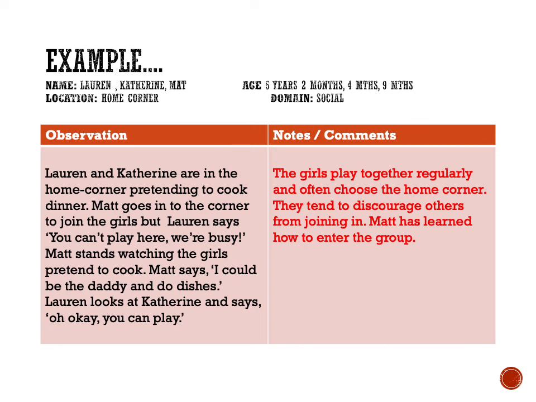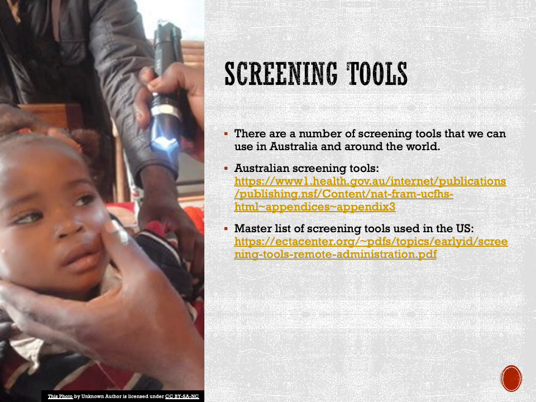So we've got this idea of observations being our main thing that we use as our assessment tool, particularly in our very early years. Then we have other things that are used around the world, and we've got screening tools. Now, there are a range of screening tools that are used in Australia, and then there's lots of tools that are used over in the US, which are fantastic because you can actually have a look at them because they can help you to identify any developmental issues.